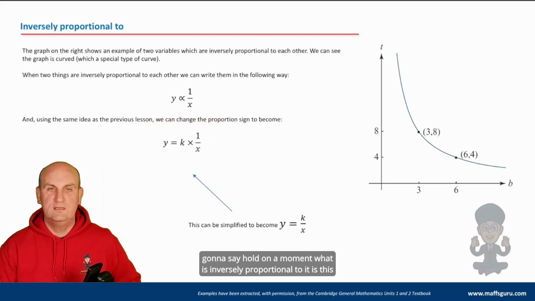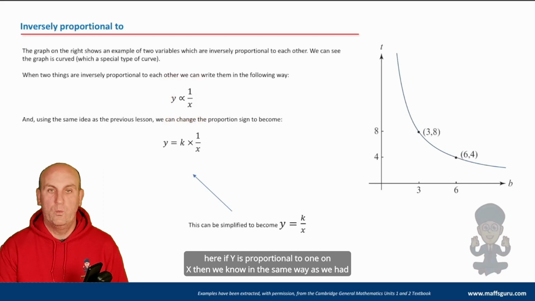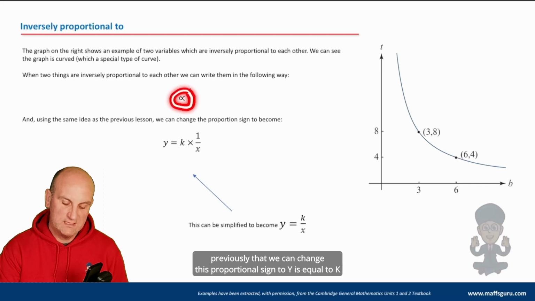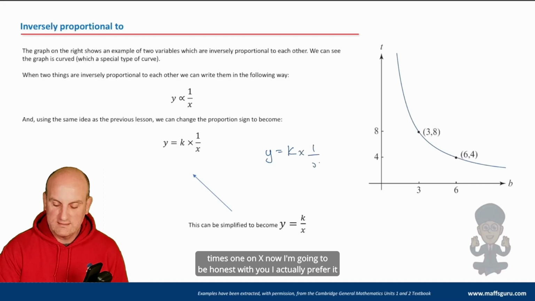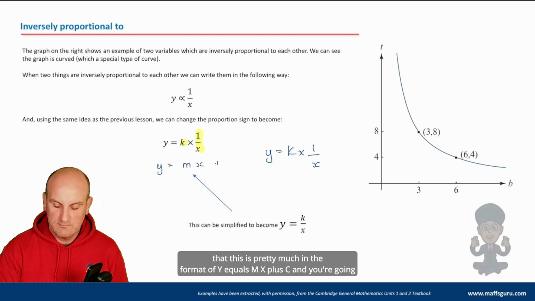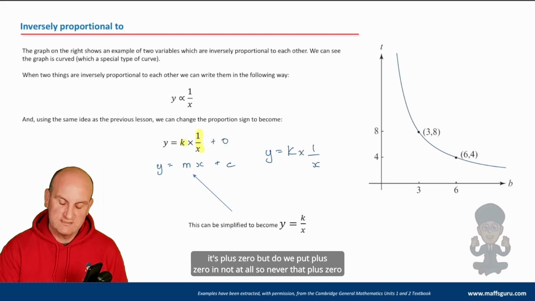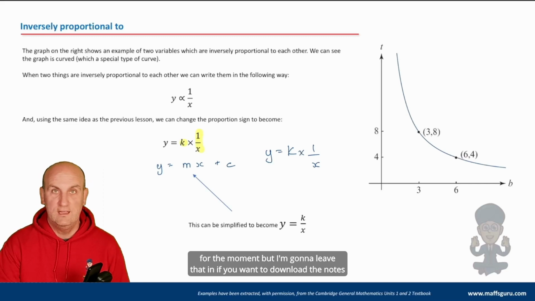And you're going to say, hold on a moment, what is inversely proportional to? It is this here. If Y is proportional to 1 on X, then we know in the same way as we had previously that we can change this proportional sign to Y is equal to K times 1 on X. Now, I'm going to be honest with you, I actually prefer it written that way with a K here and the 1 on X there, because it reminds me that this is pretty much in the format of Y equals MX plus C. And you're going to turn around and say, but there's no C, there's no constant. Well, there is really. It's plus 0. But do we put plus 0 in? Not at all. So I'm going to get rid of that plus 0 for the moment, but I'm going to leave that in if you want to download the notes.